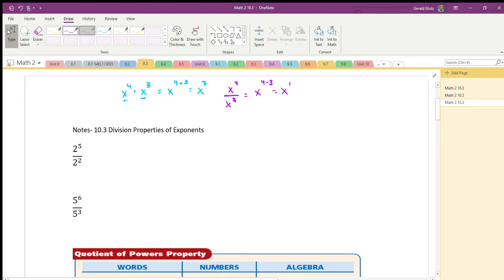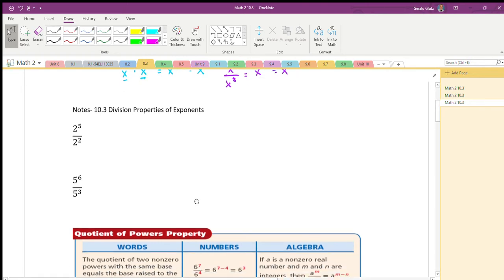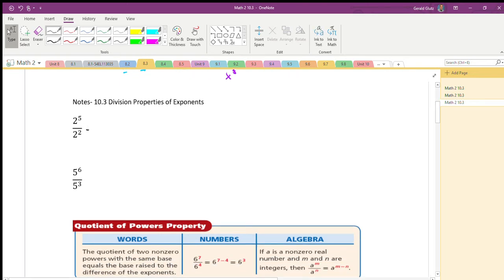So when we are dividing exponents, we're going to subtract them. So another way to say 2 to the 5th divided by 2 to the 2nd would be 2 to the 5 minus 2, which would be 2 to the 3rd. If you multiply 2 to the 3rd out, 2 times 2 times 2 is 8.